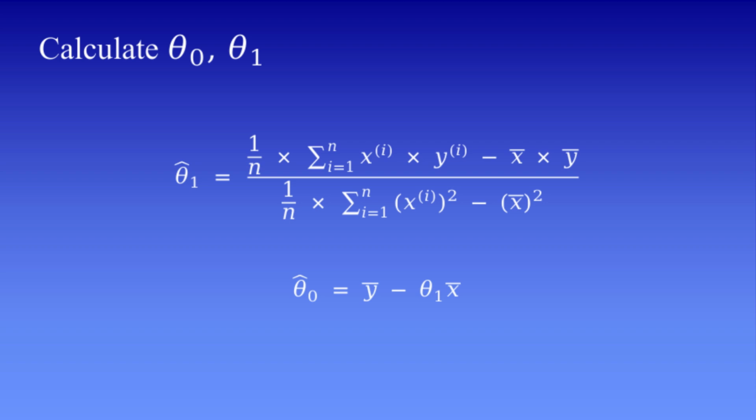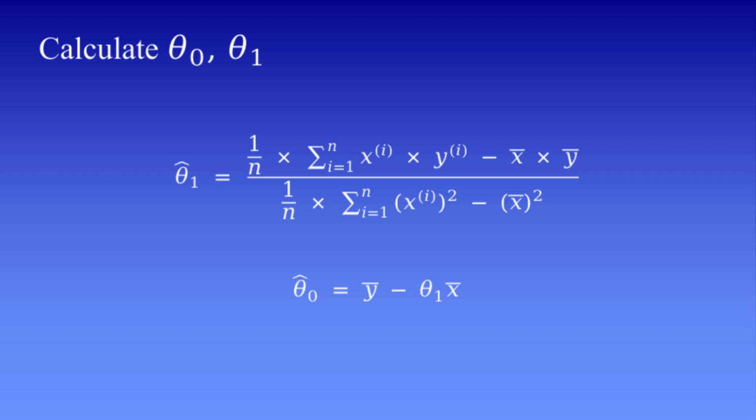Let's first focus on θ1, the slope. The formula for θ1 is designed to capture how the independent variable x and the dependent variable y vary together. It uses the average values of x and y, as well as the sum of their products. In simple terms, it measures the strength and direction of the relationship between x and y.